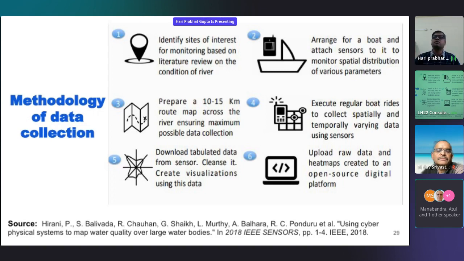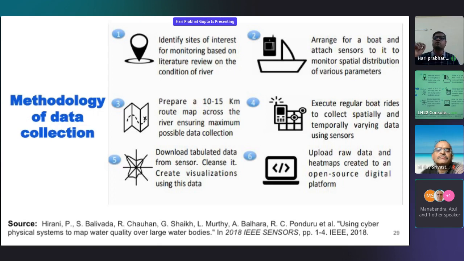The second step is to arrange a boat and attach the sensor to it. The third is moving the boat along a 10 to 15 kilometer route. We try to keep this route fixed so that the next day when we collect the data, we follow the same route, and we can compare the previous day's and the current day's pollution levels. Then we execute the regular data collection, use data filtering and other things, download it, and finally the data is available.